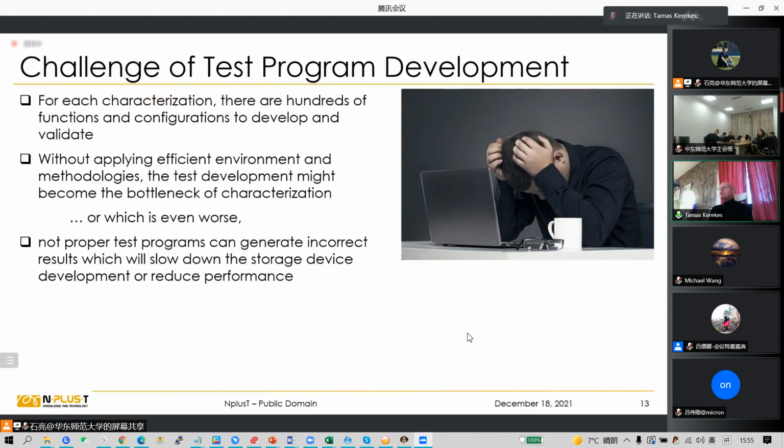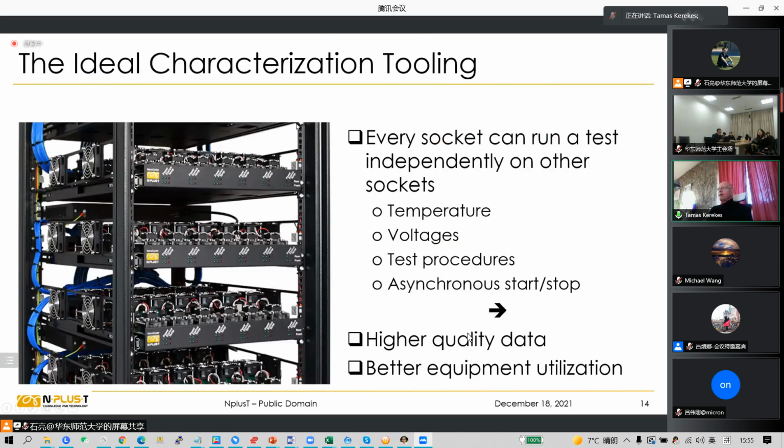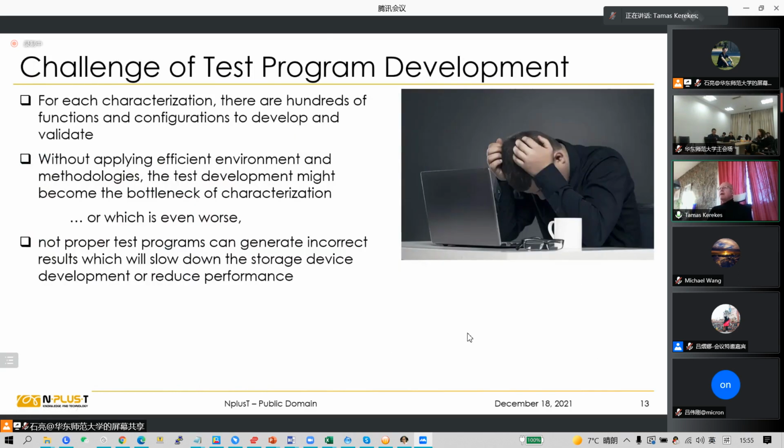And the next challenge, which I don't think we can abandon, so we absolutely have to consider that the characterization starts to be very, very complex. So you have hundreds of functions to test and hundreds of configurations to test, develop, and validate. If you don't have an efficient workflow to develop the test programs, this will mean that you will get either a long development time and your manager will be angry, or even worse, you can get bad data which you will discover when the storage device does not work as you expected.